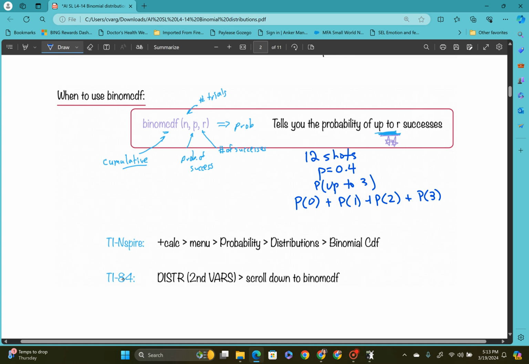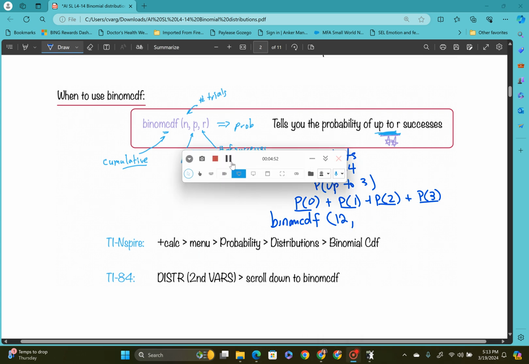Okay. So instead of us having to do binom PDF 1, 2, 3, 4 times and then adding them up, there is a shortcut. And so the shortcut is this, right? So you do binom CDF, okay? And then you're still going to do the number of trials, 12, comma.